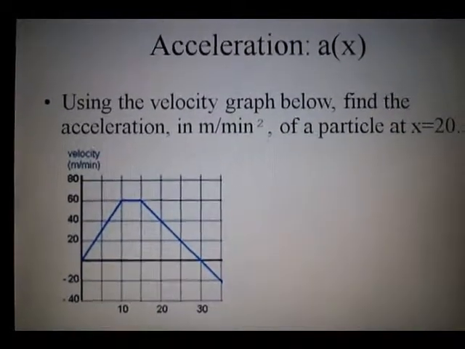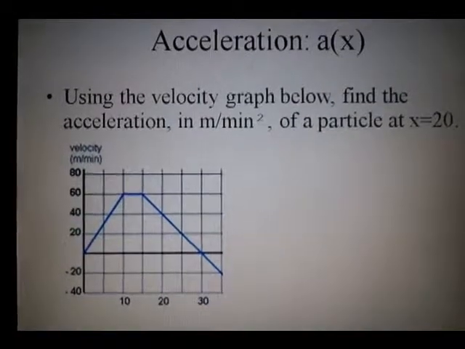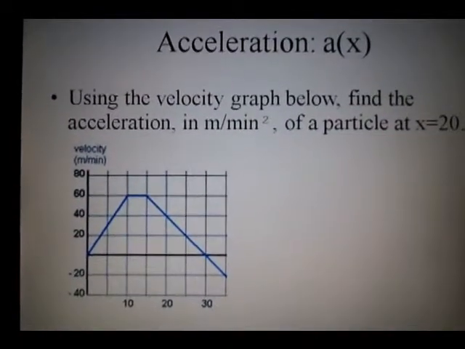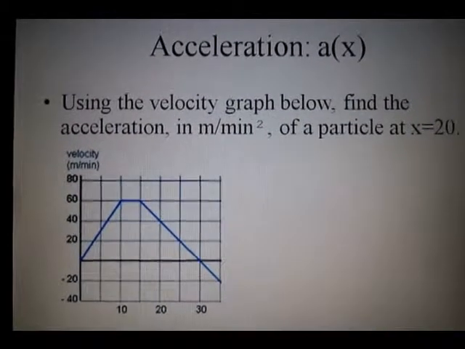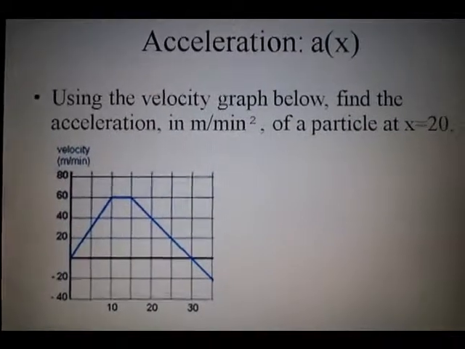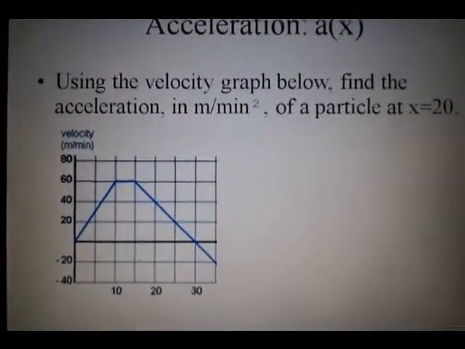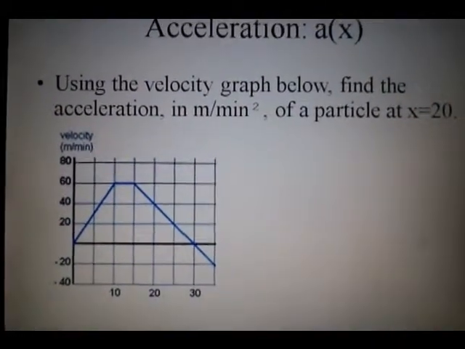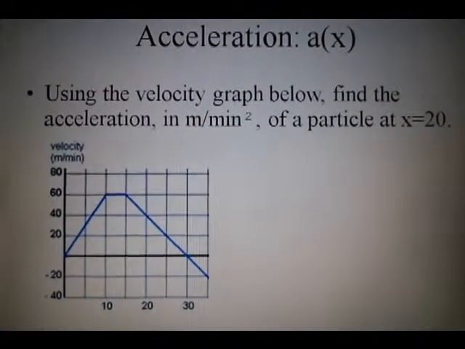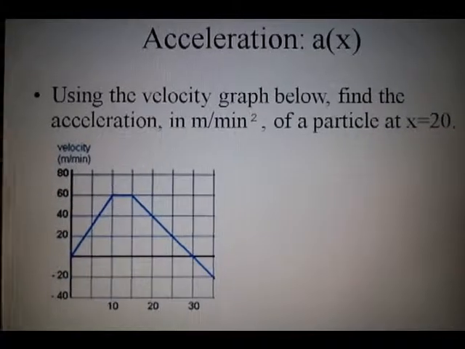Here is our second problem on acceleration, but this time it involves a graph. Using the velocity graph below, find the acceleration in meters per minute of a particle at x equals 20. As you can see, you are given the velocity graph, not the acceleration graph. That is why you cannot simply look at the graph and find your answer. Instead, you use the mean value theorem.